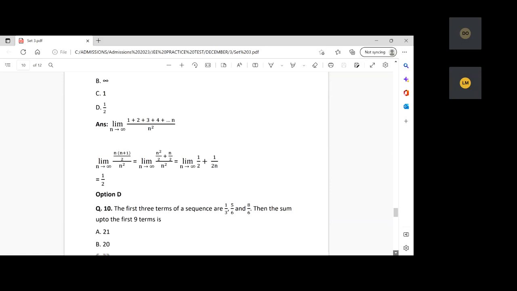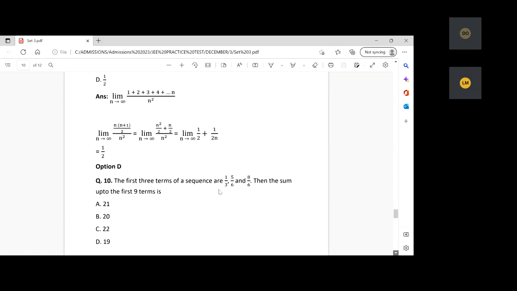I would say this is a previous year AEEE question, question number 10, which I am showing. I don't remember the year, but it's a previous year AEEE question. The first three terms of the sequence are 1 by 3, 5 by 6, and 8 by 6. Then the sum up to the first 9 terms, you need to find the sum. Is it 21, 20, 22, or 19? You can just give it a try. Identify which one it is, and then you can solve it. So yes, this is the question.